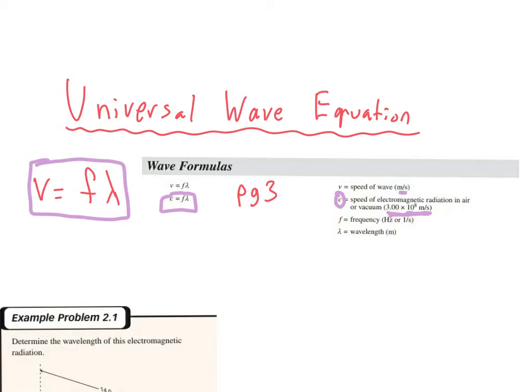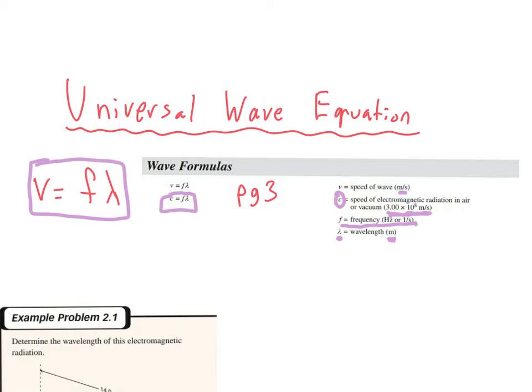Frequency would refer to how many waves are going past one point in time per second. And so we call that just a hertz, or 1 per second. And the last variable is the lambda, which is the Greek letter there, and that is going to be wavelength in meters.